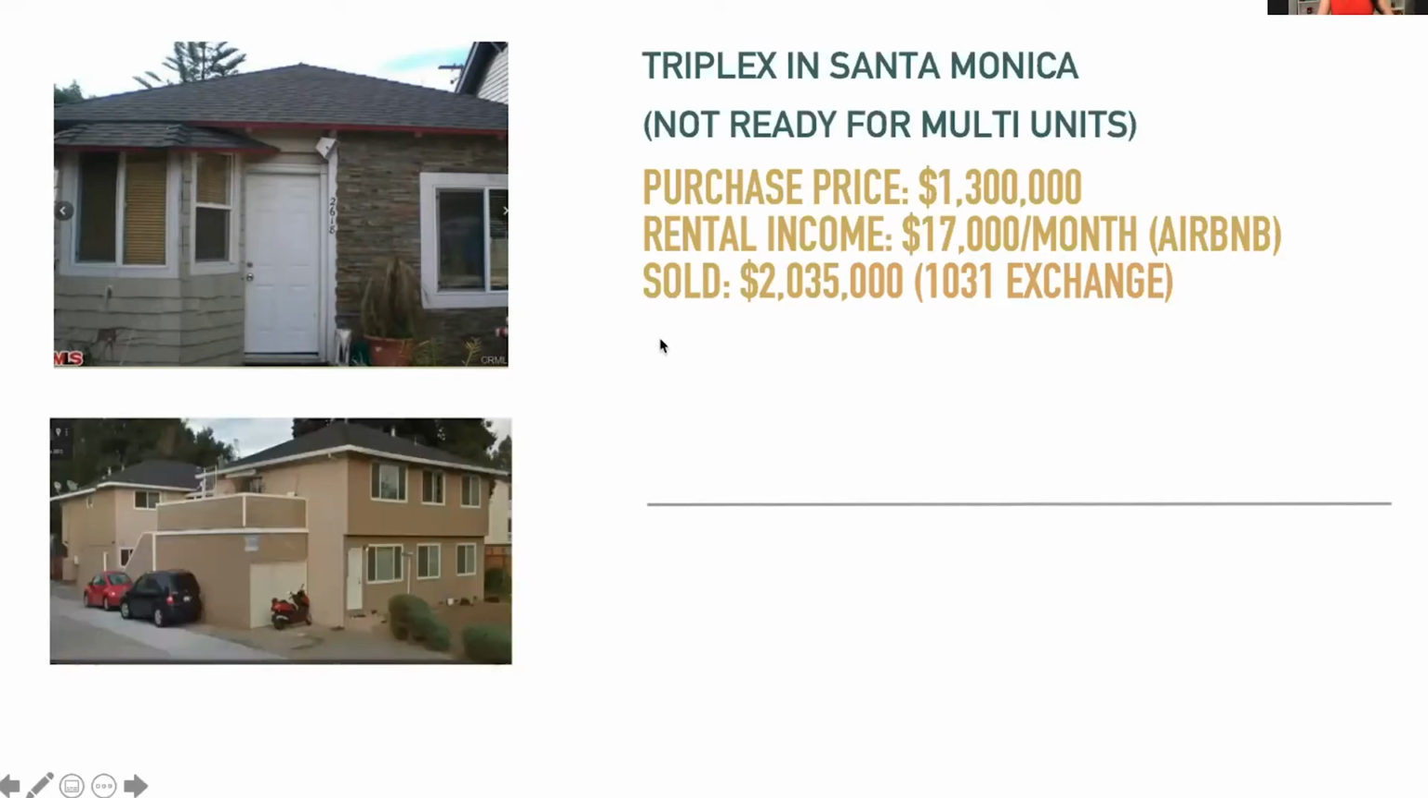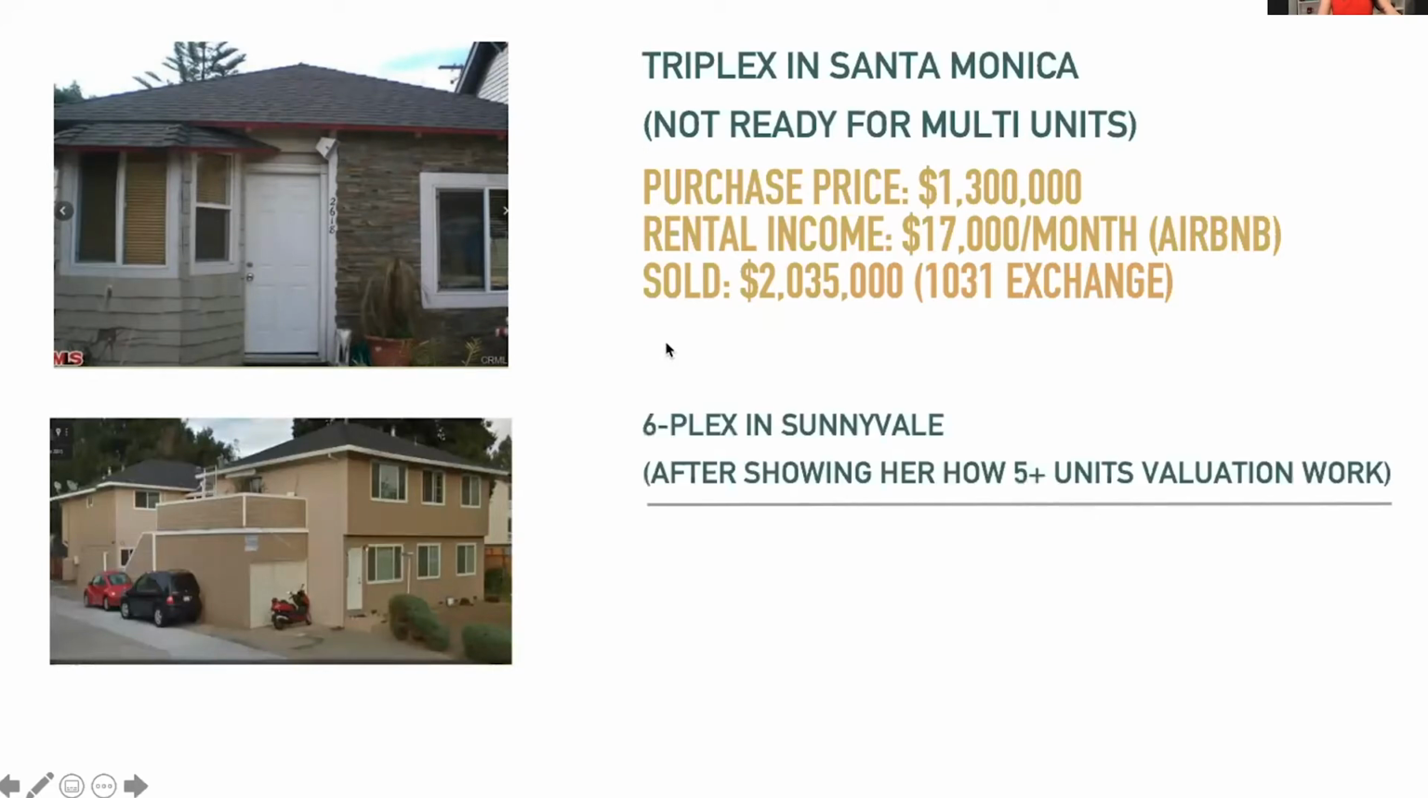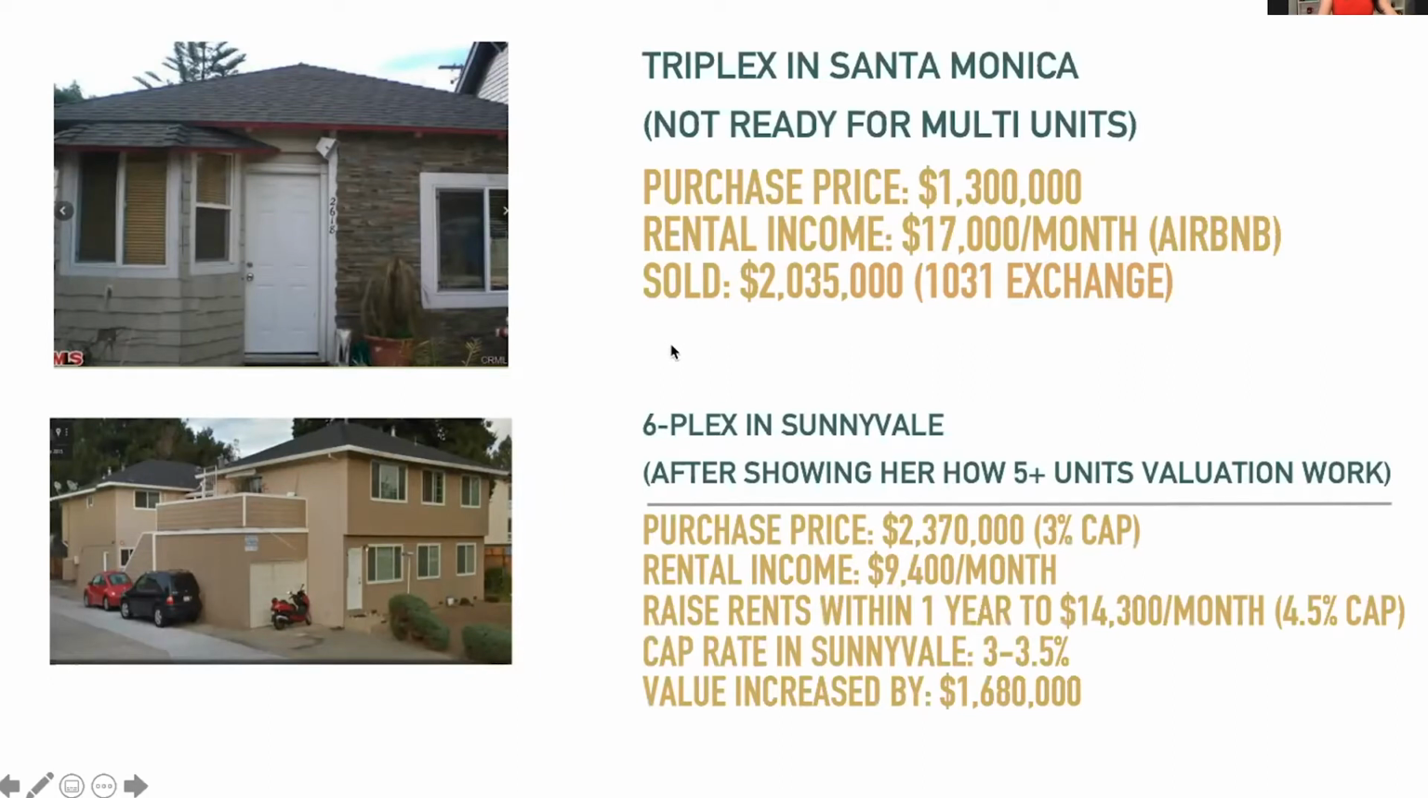So I explained to her how 5+ units work. And then she got very excited. We found a 6-plex in Sunnyvale, and she purchased it for 2.37, which is a 3 cap, extremely low. The rental income is $9,400. And then she raised the rents within 1 year to $14,300, which was a 4.5 cap.